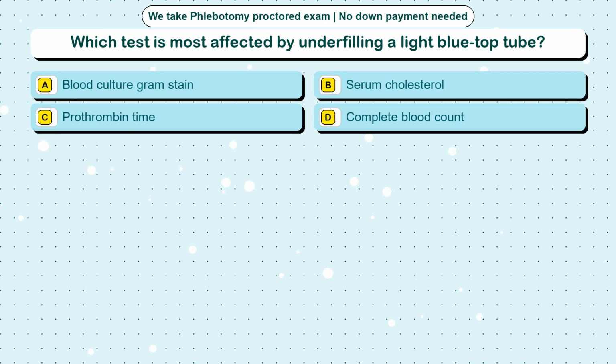Question 45. Which test is most affected by underfilling a light blue top tube? Option A. Blood culture gram stain. Option B. Serum cholesterol. Option C. Prothrombin time. Option D. Complete blood count.